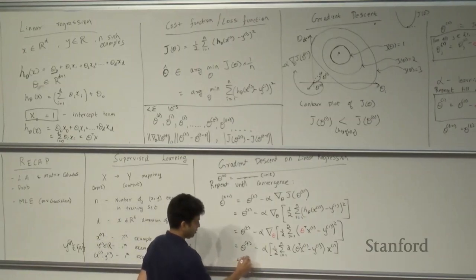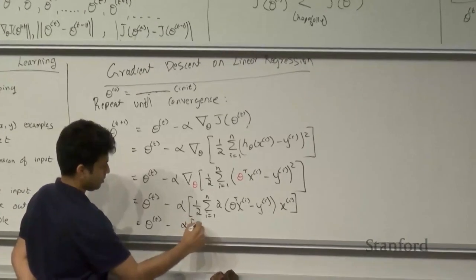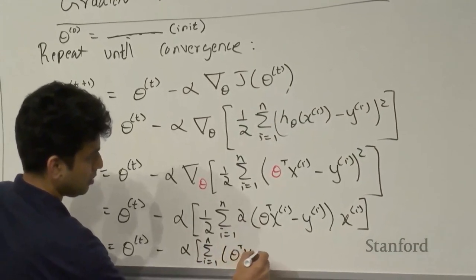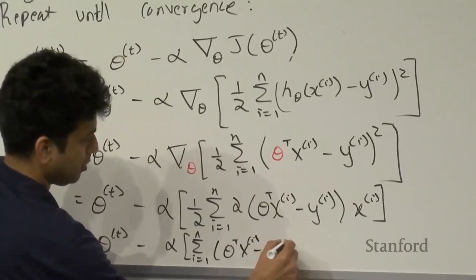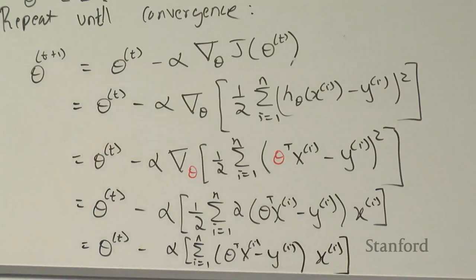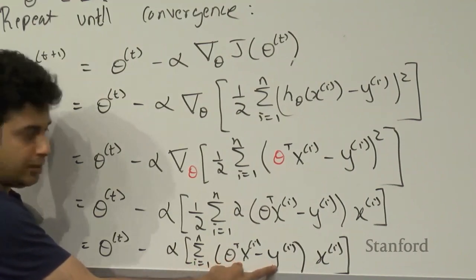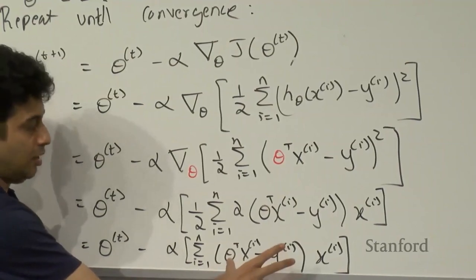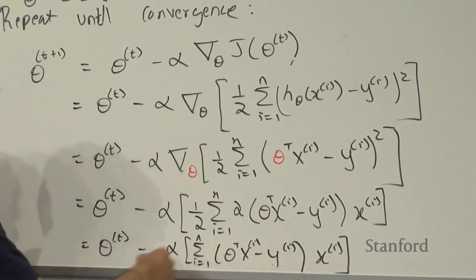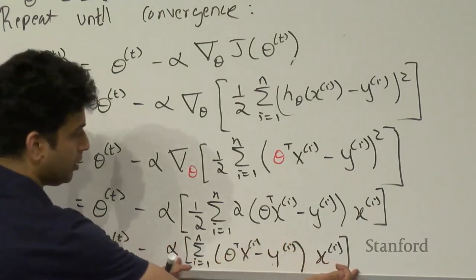And this is theta t minus alpha times the sum from i equals 1 to n of theta transpose xi minus yi, times xi. Right? Notice here that theta transpose xi is a scalar, yi is a scalar. So theta transpose xi minus yi is also a scalar. So it is a scalar times a vector, and the dimension of this is d. So you are summing over a d-dimensional vector scaled by some scalar, and n such terms. So this whole expression is a d-dimensional vector.